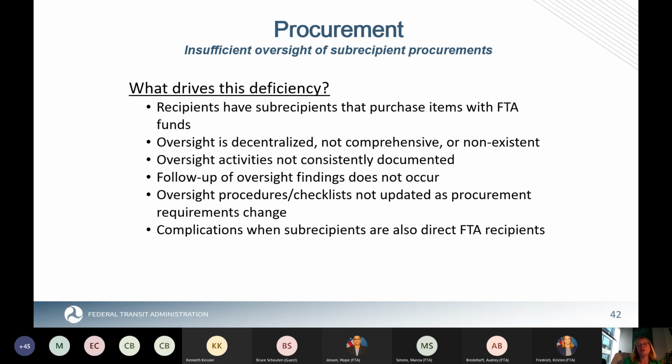There are also complications when subrecipients are direct recipients of FTA. And the complication comes in the light of, if I have a subrecipient and they also have a direct relationship with FTA, I might incorrectly assume that FTA is going to review their procurements for you. For procurement, for the funds that you gave them, FTA is looking to you as the recipient of those funds to perform the oversight in the area of procurement. And so make sure that you don't pass along the money and pass away the requirements also.